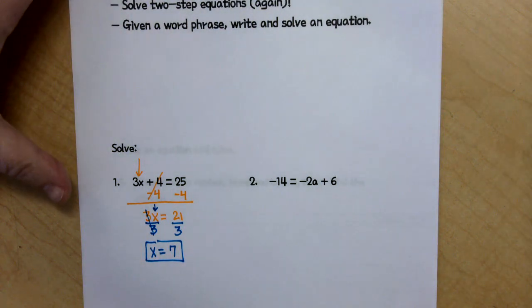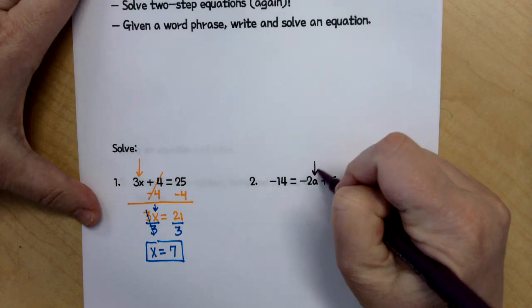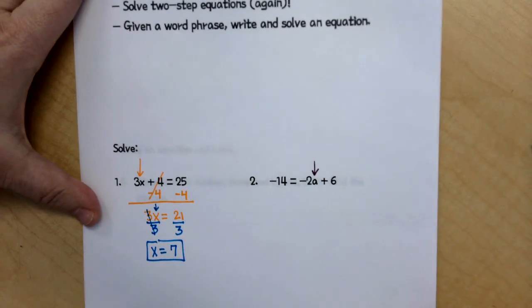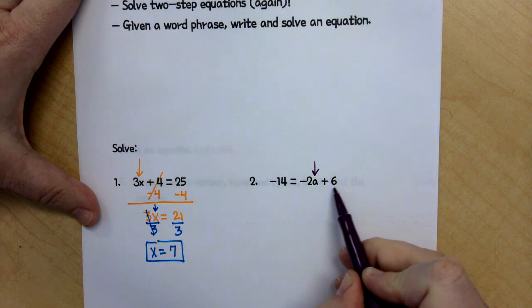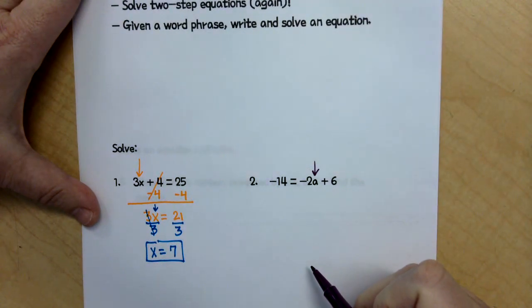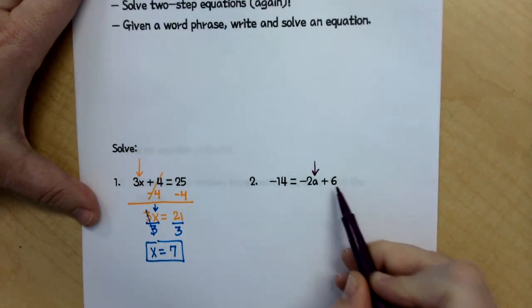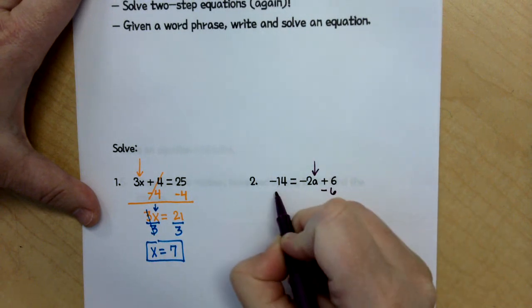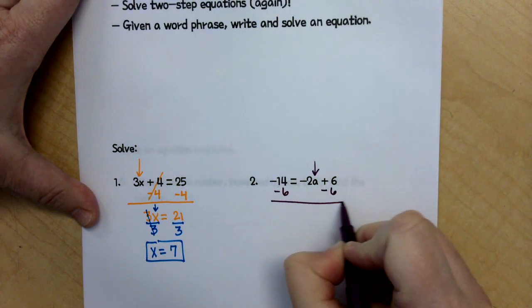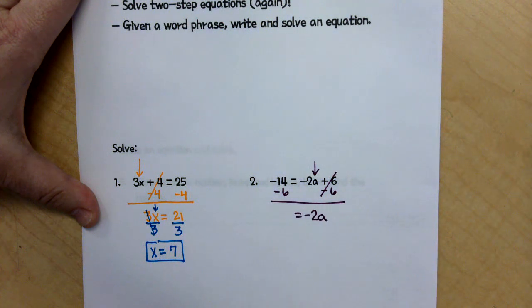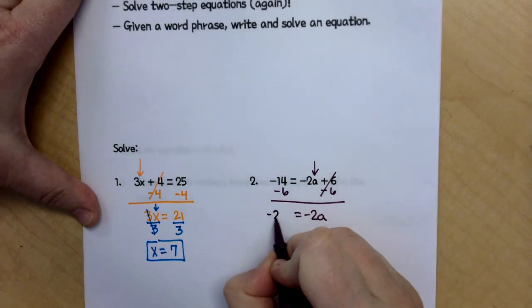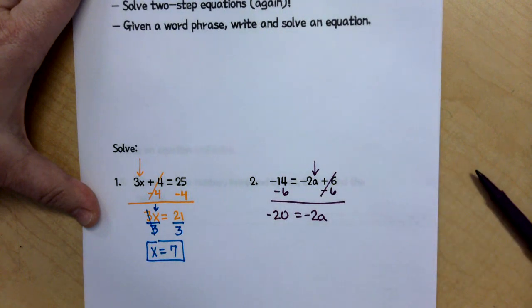If I jump over to number 2, the variable I'm attempting to isolate is here. So negative 14 equals negative 2a plus 6. First thing I need to eliminate from this side of the equation is the positive 6. The inverse of addition is subtraction, so I'm going to subtract 6 from both sides. Do not be shy if you need a calculator. Negative 14 minus 6 is negative 20.